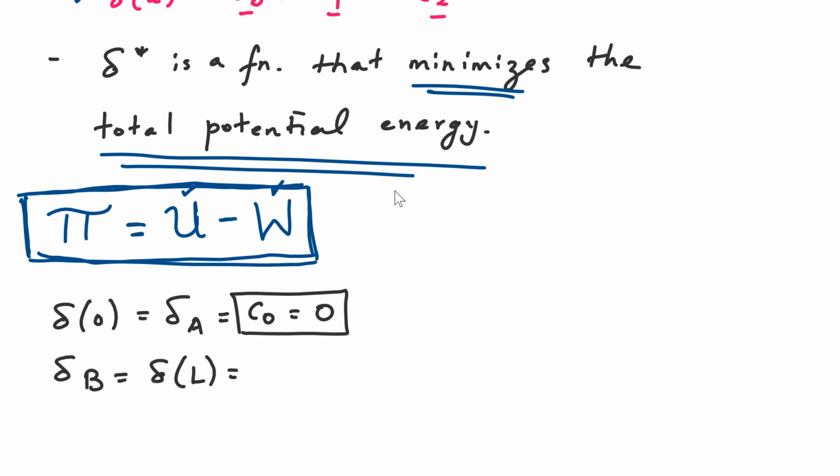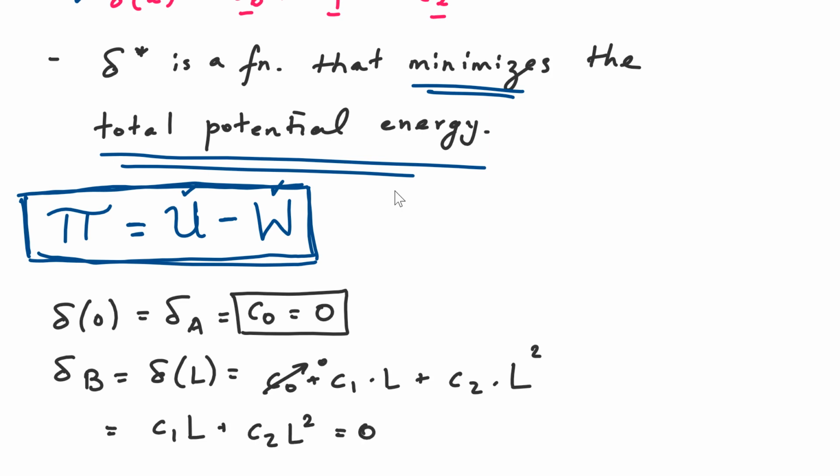And then once we substitute it in, we get C0 plus C1 times L plus C2 times L squared, correct? And then C0 obviously we know is 0, so now we're just left with C1 times L plus C2 times L squared, and this is equal to 0. So immediately we see that if we cancel out an L, because we can just divide, C1 is equal to negative C2 times L.